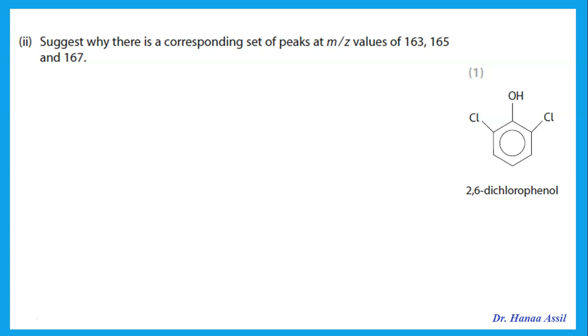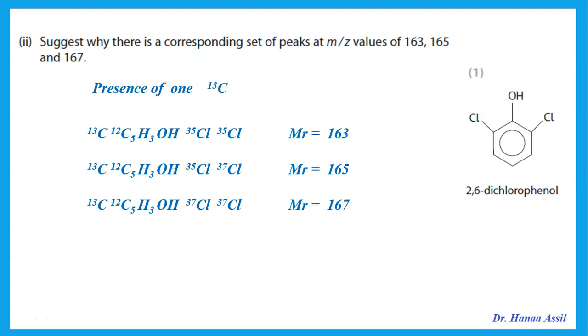Suggest why there is a corresponding set of peaks at 163, 165, 167. So these are peaks that have one more mass number. That could be due to the fact that one of the carbons in this molecule is a carbon-13. Then in that case, the Mr of these three options would be one more.